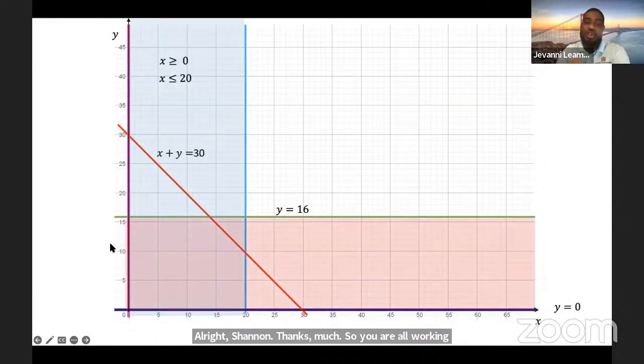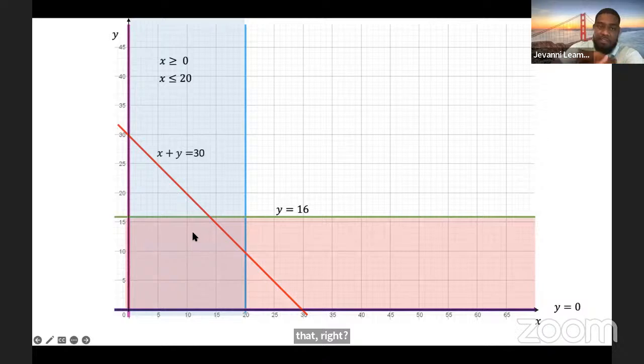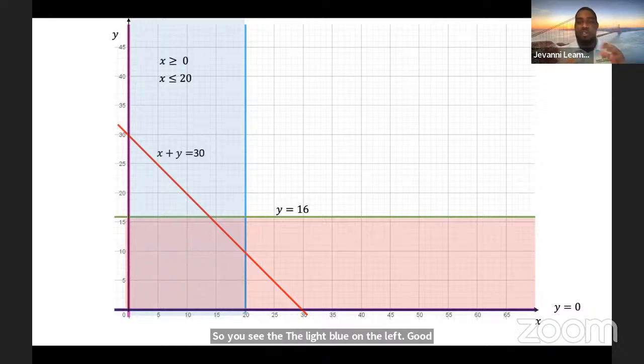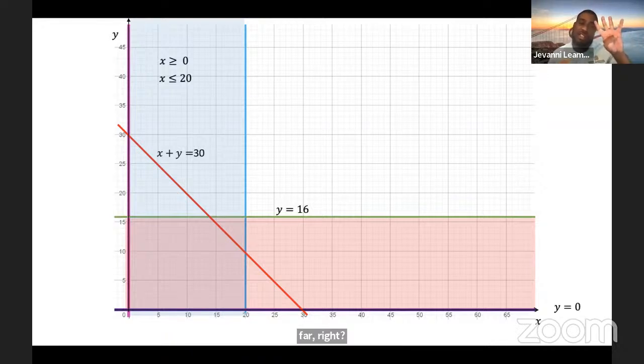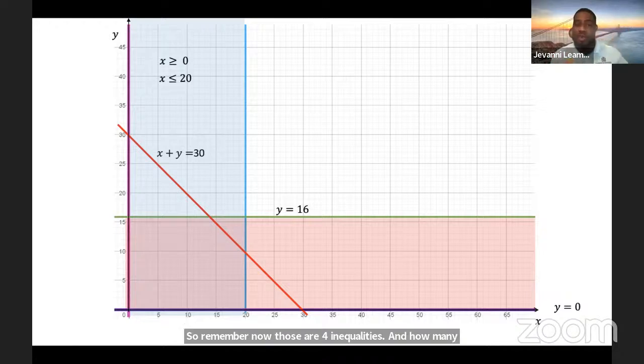So we're shading below that, right? So you see the light blue on the left, the bottom part, you have the light pink. And if you look at it, you see the colors coming together at one location so far, right? So remember now, those are 4 inequalities. And how many inequalities should we have? We should have 5. So we need 1 more.